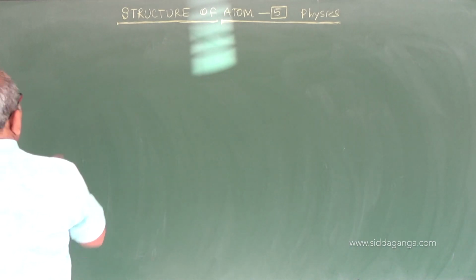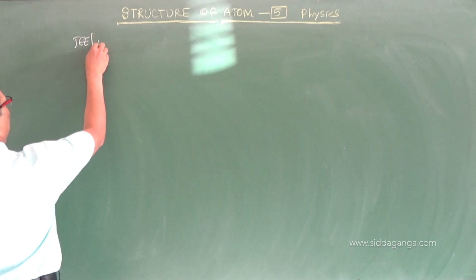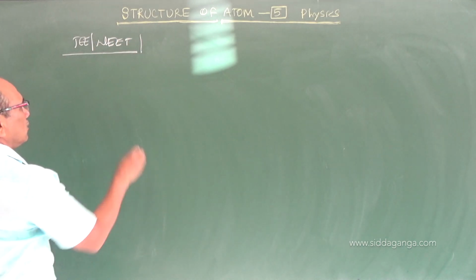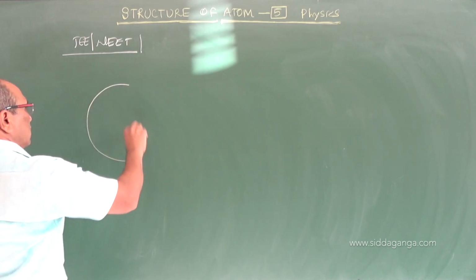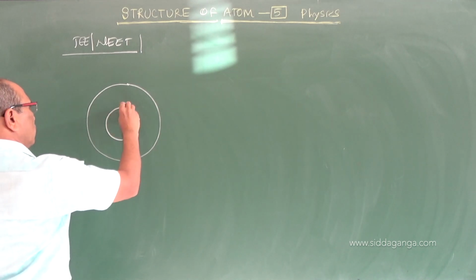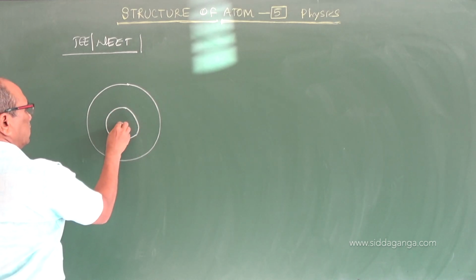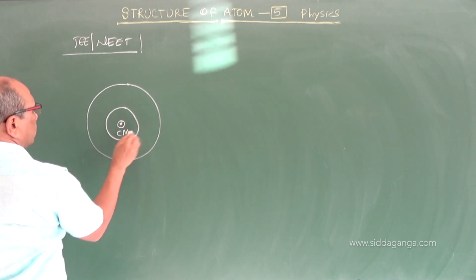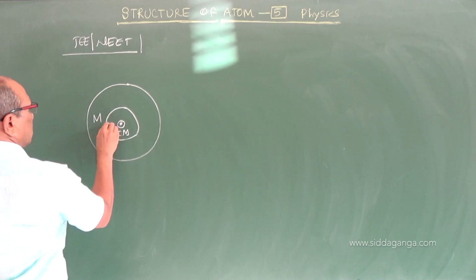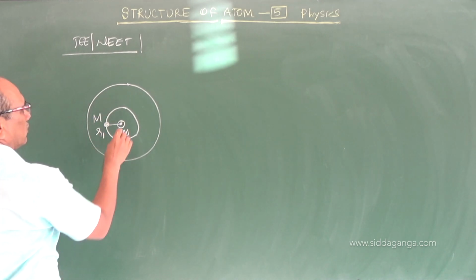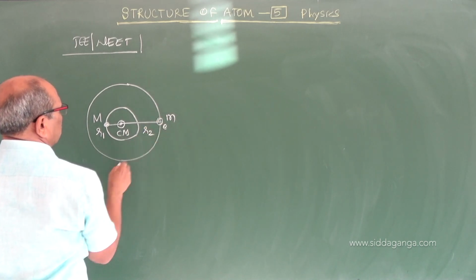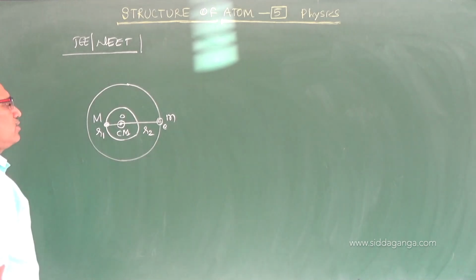And coming to another JEE NEET point, particularly in JEE Advanced, consider this is the atom of hydrogen or any nucleus, both are moving, and this is the center of mass. Imagine the nucleus of mass M at a distance r1 and the electron of mass m at a distance r2, with this being the center of mass.